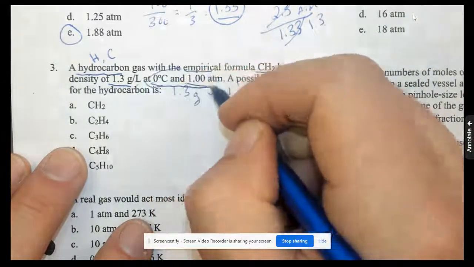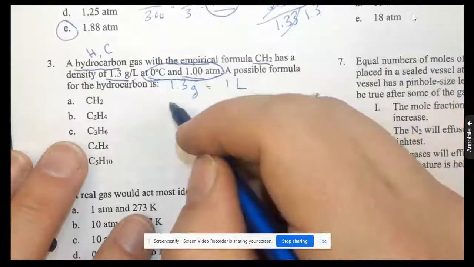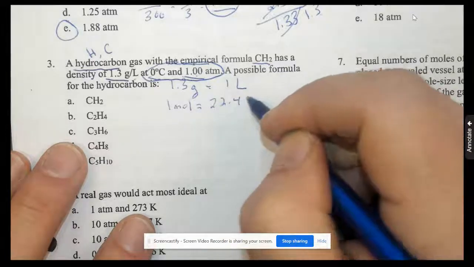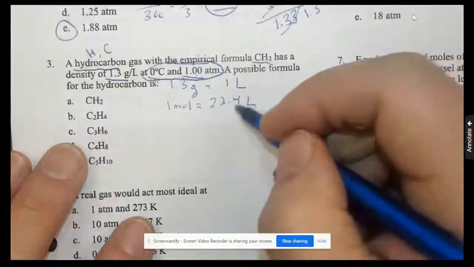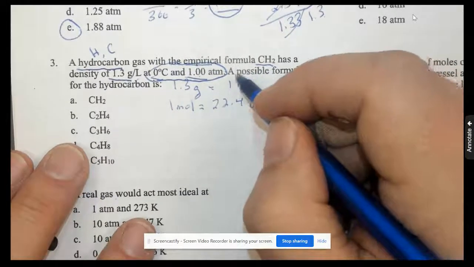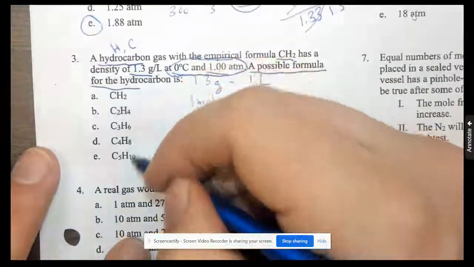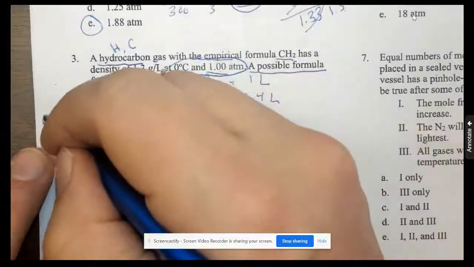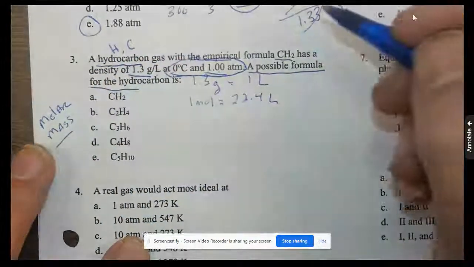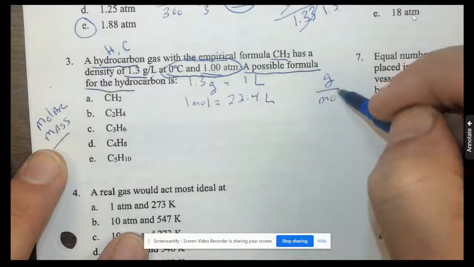Now these, and you need to recognize this, are standard temperature and pressure. When you are at standard temperature and pressure, 1 mole is equivalent or will occupy 22.4 liters of space. What do they want to know? A possible formula. If I'm going to identify the formula of a material, a great way to do that is if you can calculate the molar mass. Molar mass is grams over moles.